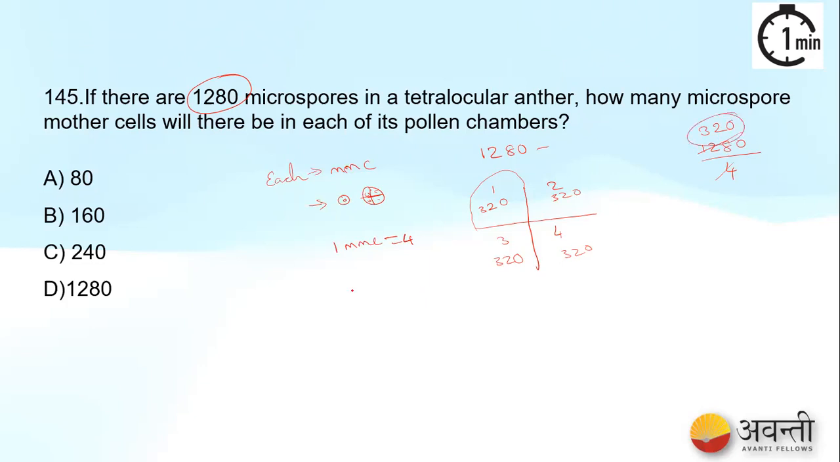So again, we divide 320 by 4. That will give us 80. So 80 microspore mother cells should be there in one chamber, right? One chamber. So that is why our option A is correct with respect to question number 145. All right, students, I hope you understood.